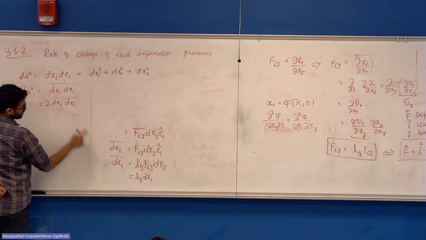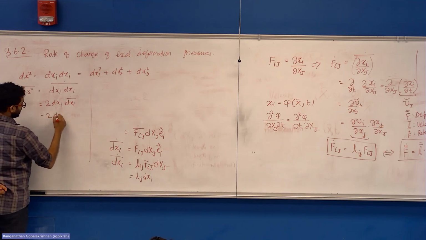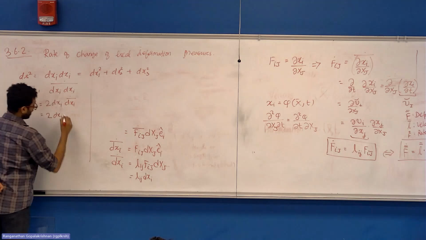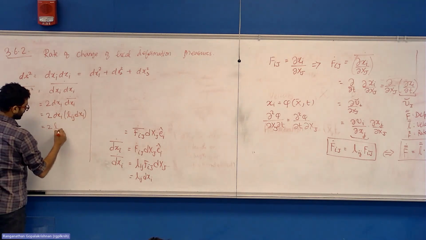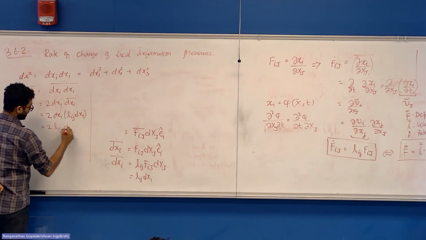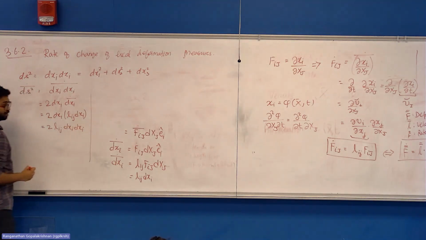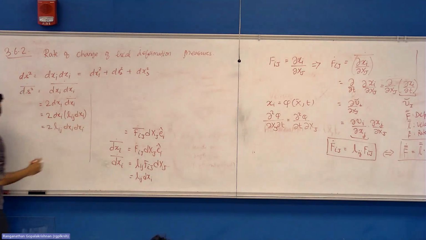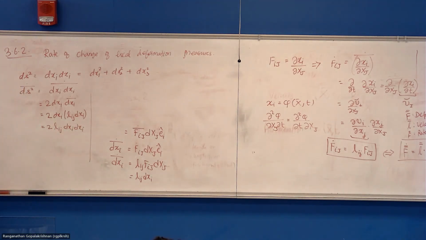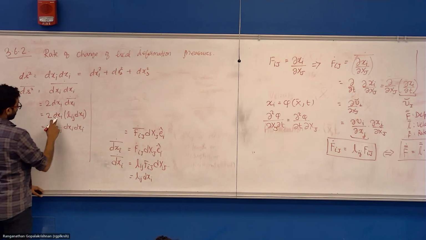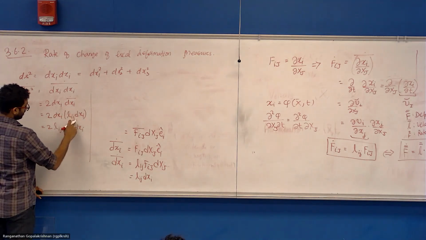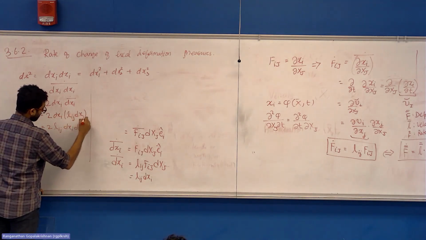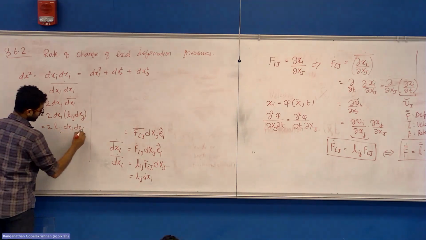Okay, what is dx_i dot? We know that this is L_ij dx_j. So this is 2 times dx_i multiplied by L_ij dx_j. Okay. Actually, we should write it with j: 2 times L_ij dx_i dx_j.